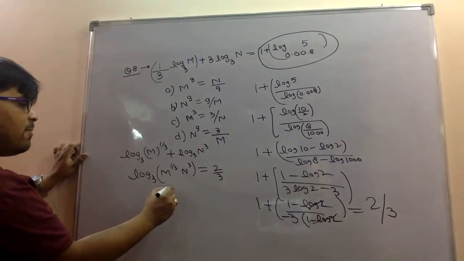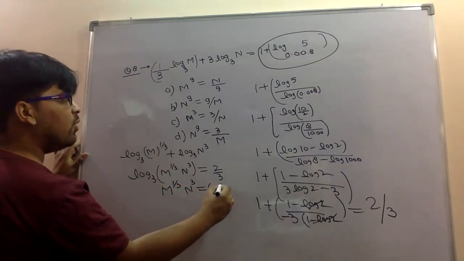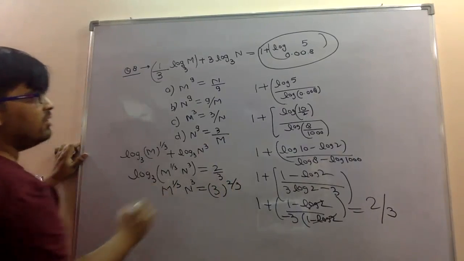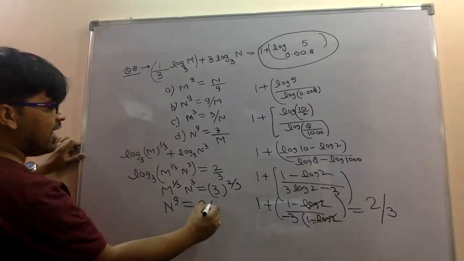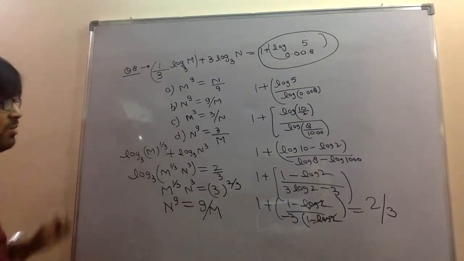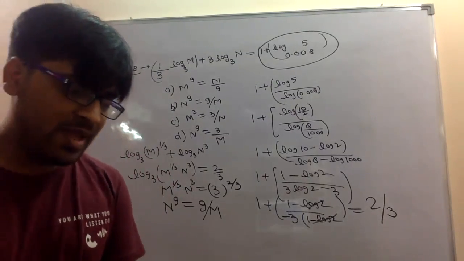So that will be m to the power 1/3 into n to the power 3. That is equal to 3 to the power 2/3. That means n to the power 9 will be equal to 9/m. This will be your answer. Clear है बेटा? मेथड क्लियर है?